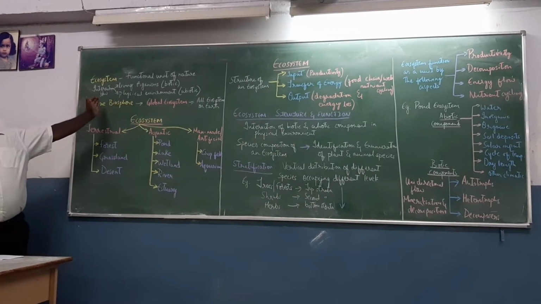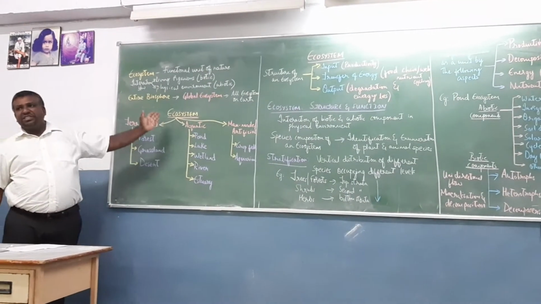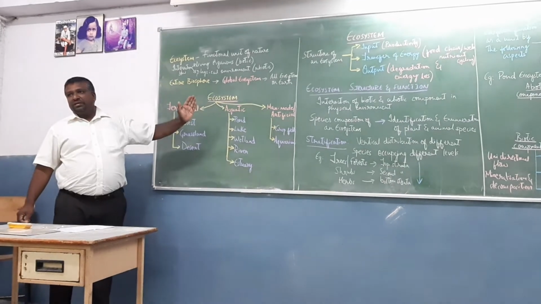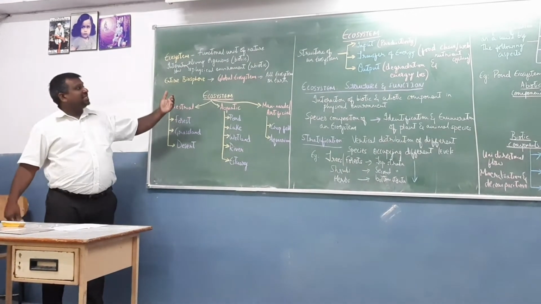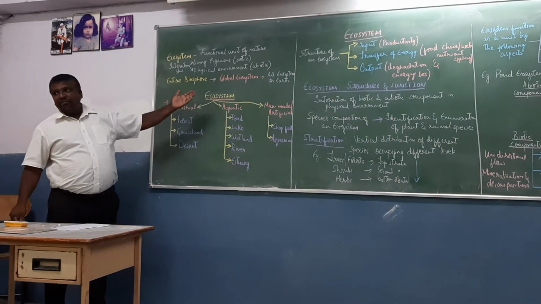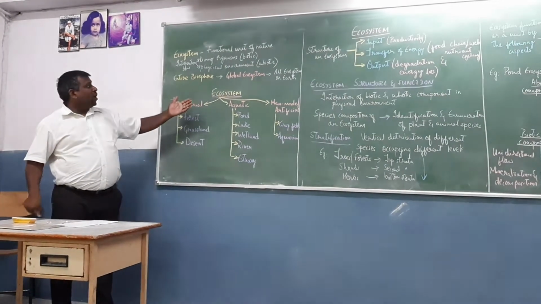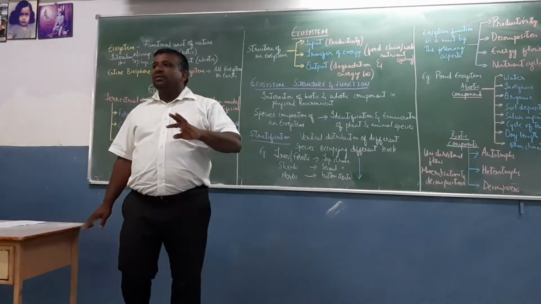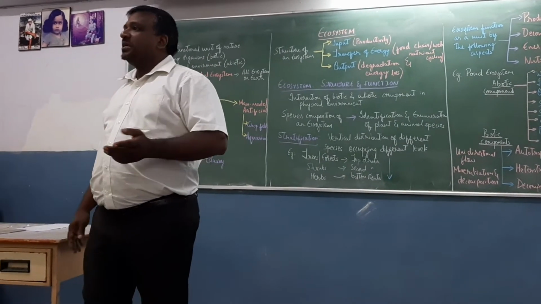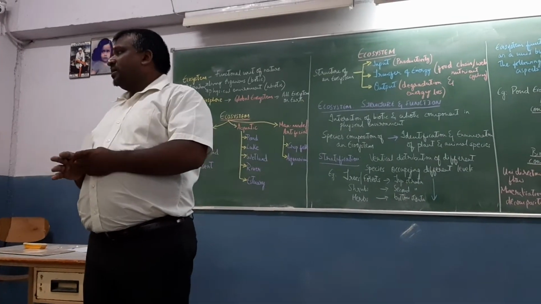Okay? So it is an interaction between living organisms and the physical environment. Air, land, water, soil, all this comes as the physical environment or abiotic components. Now the ecosystem is classified into different types. Two major types are there.